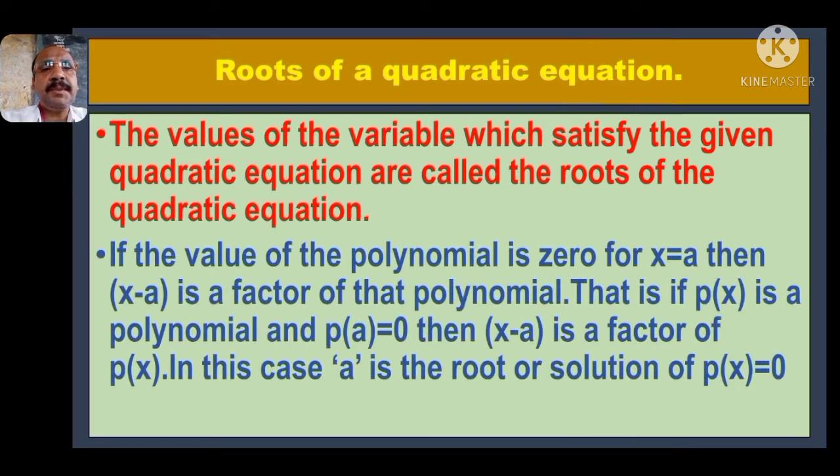If the value of the polynomial is 0 for x = a, then x - a is a factor of that polynomial. That is, if p(x) is a polynomial and p(a) = 0, then x - a is a factor of p(x). In this case, a is the root or solution of p(x) = 0.